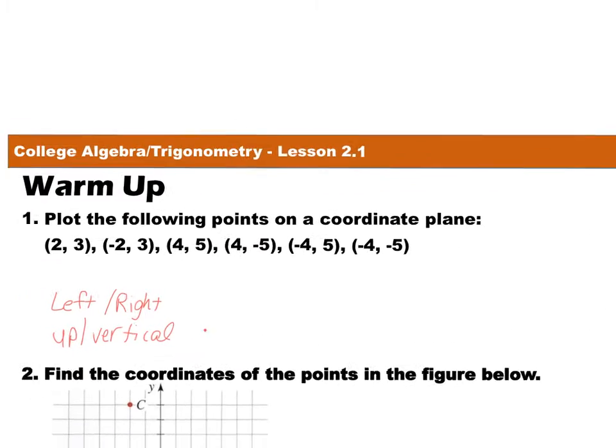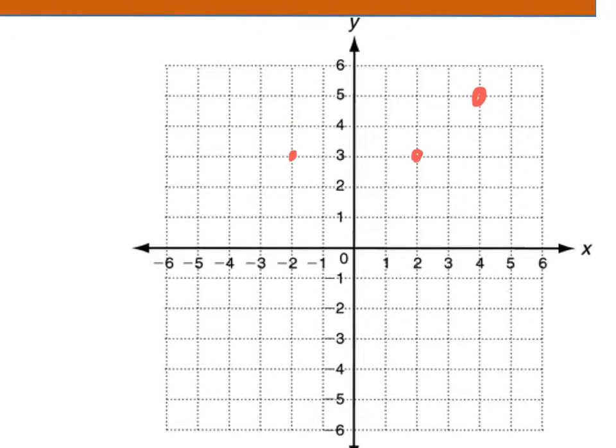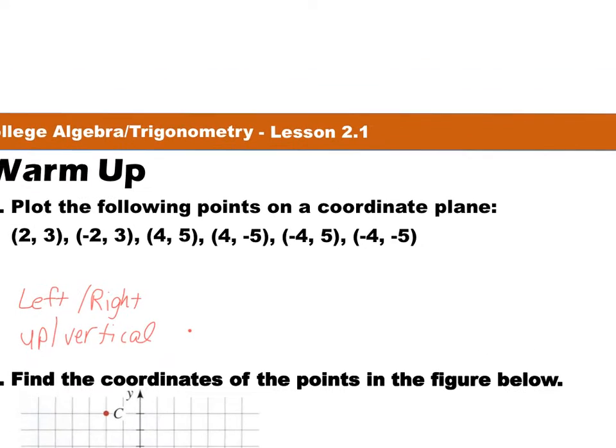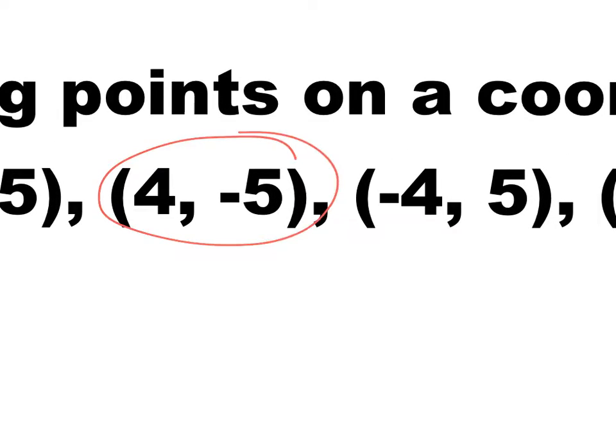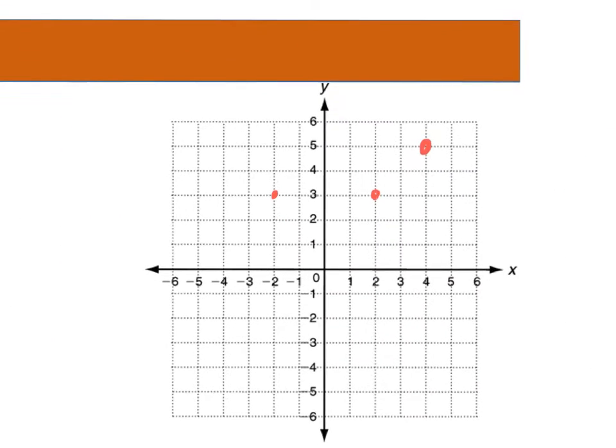And then I have my point 4, negative 5. Start where? Always at the origin, at 0. If I go 4, negative 5, where do I go? Right 4, down 5, okay?